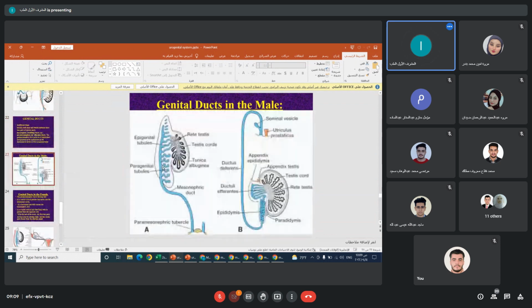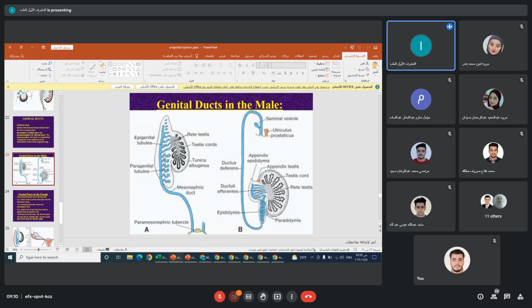Here, the genital duct in the male, as we said here, this is the medullary cord, this is the tunica albuginea, and we said it ruptures, breaking up into small tubules, the rete testis. As you remember, we said the mesonephros regresses, a few tubules establish connection with the rete testis, and these tubules will be called efferent ductules.